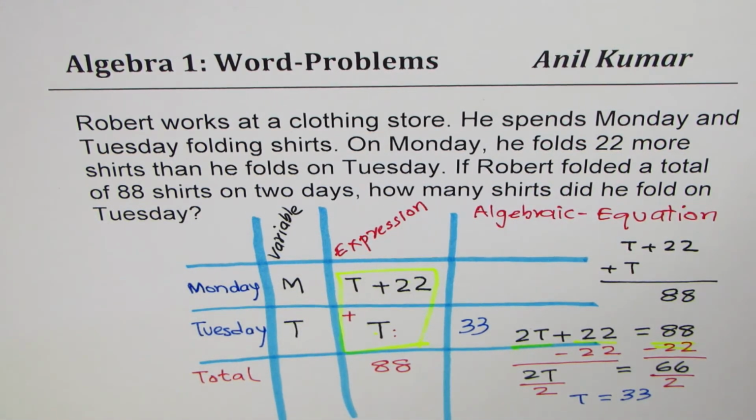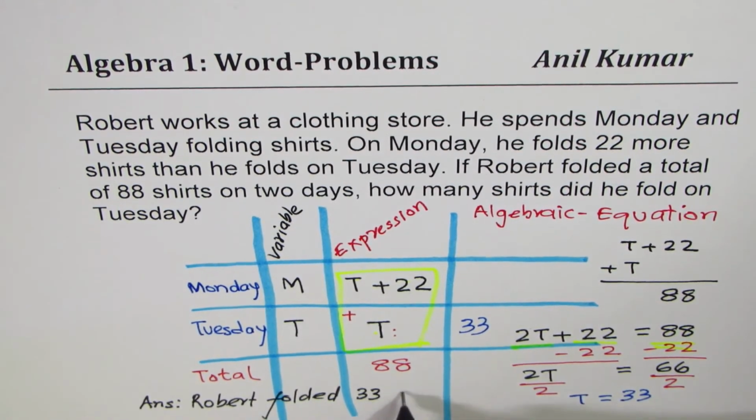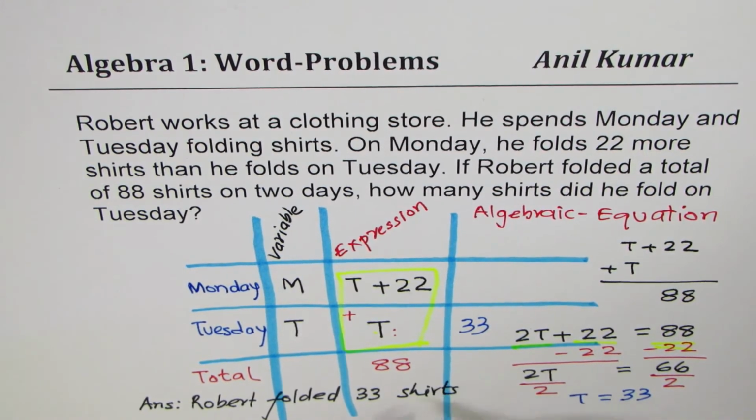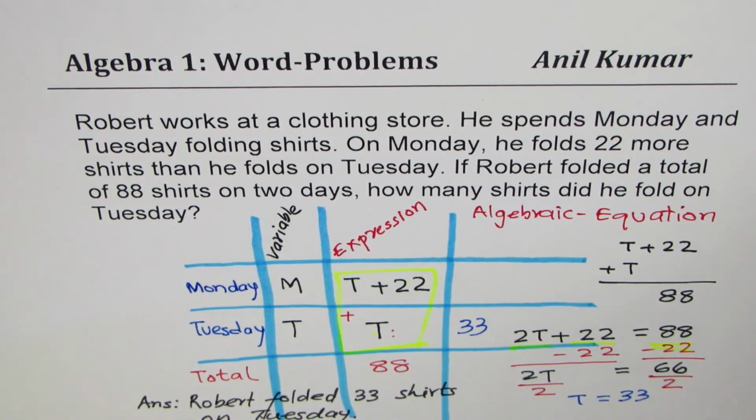Whenever you have a word problem, you have to write the answer in a statement. Then you should write, Robert folded 33 shirts on Tuesday. Correct? Now can you tell me how many shirts did he fold on Monday? Well, that's a question for you, right? And then check your answer whether the total of these two numbers is 88 or not.